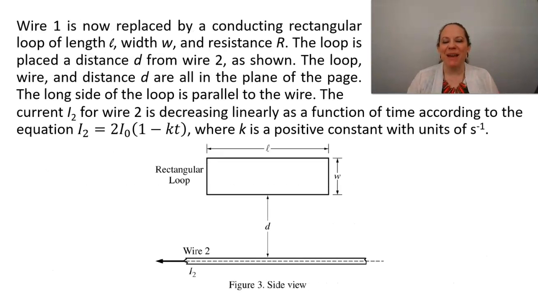Wire 1 is now replaced by a conducting rectangular loop of length L, width W, and resistance R. The loop is placed a distance D from wire 2 as shown. The loop, wire, and distance D are all in the plane of the page. The long side of the loop is parallel to the wire. The current I2 for wire 2 is decreasing linearly as a function of time, according to the equation I2 equals 2 I naught times the quantity 1 minus kt, where k is a positive constant with units of per second.